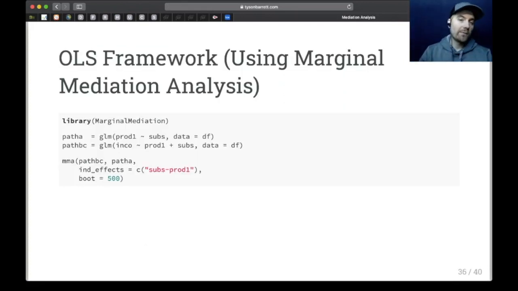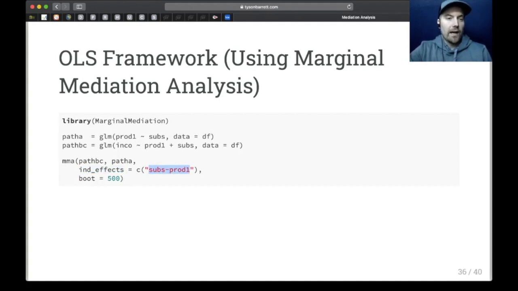You can also use the OLS framework. This is going to look a lot more like what you've used before. In this one, we're going to use the marginal mediation package. In this one, we just create all the paths. So we create the path A model and use GLM. So we're just going to say substance is predicting productivity. And the path BC is this one, productivity and substance predicting income. And then we use the MMA function for marginal mediation analysis. And we put the path BC first and then all the path A's if you have multiple. And then you tell the indirect effects. In this case, it is substance through productivity.